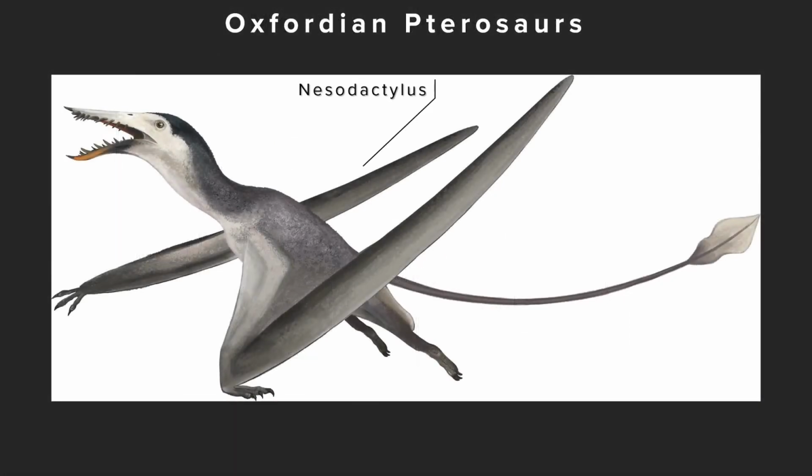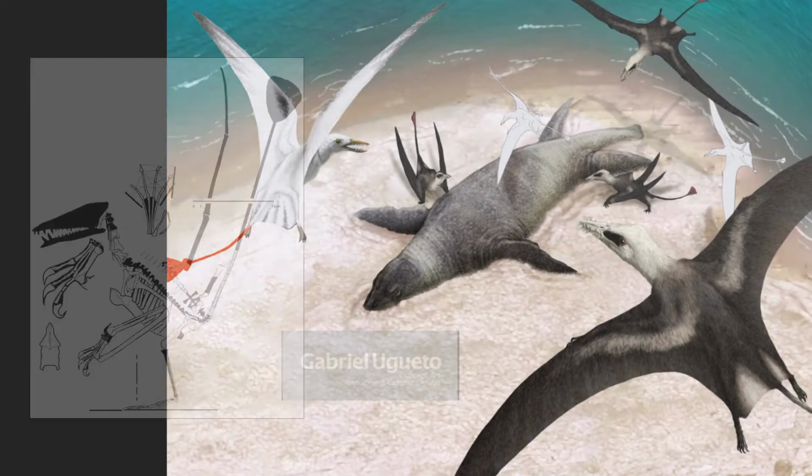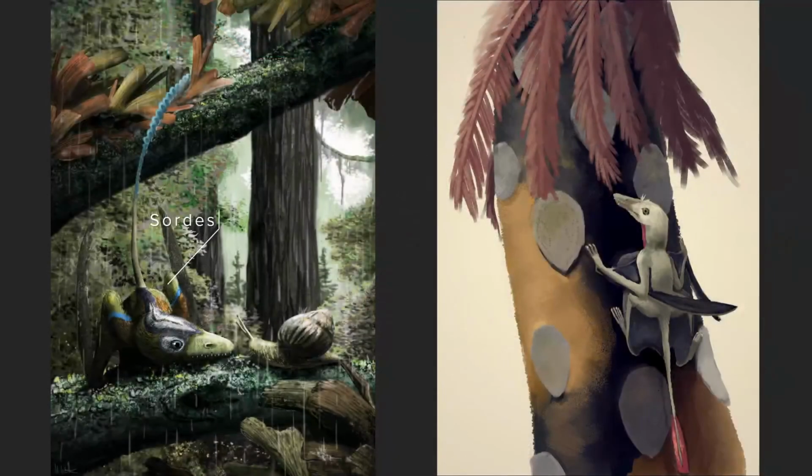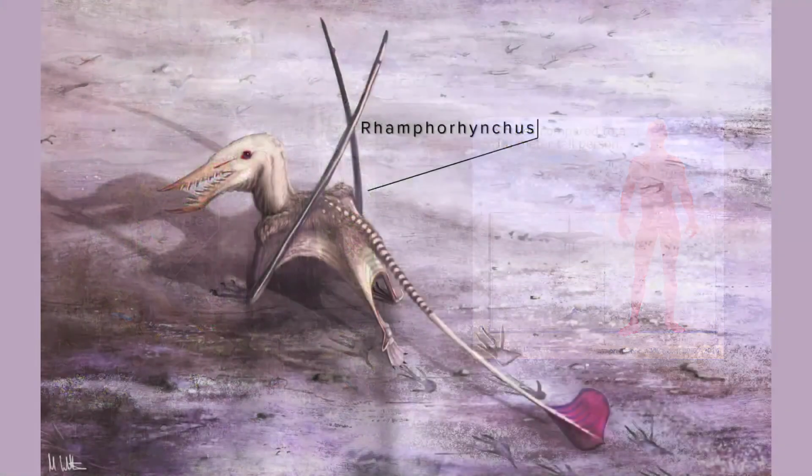Moving on. There are other things flying in the late Jurassic also, in the Oxfordian, like the Nesodactylus, which is one of the Oxfordian pterosaurs. You can see it here, it's one of those dark ones feeding on a carcass of a pliosaur. We have Sordes, one of the cute ones. I think very small. You can see it here on the left examining a snail. Here is a size comparison so you get an idea of how big of an animal it actually was.